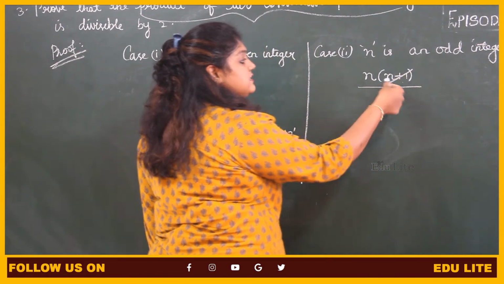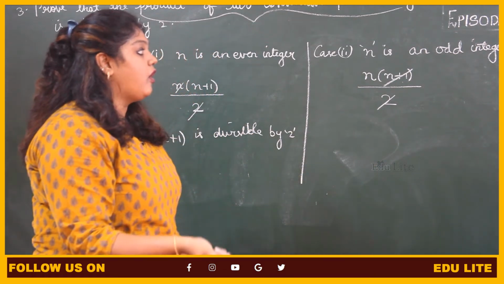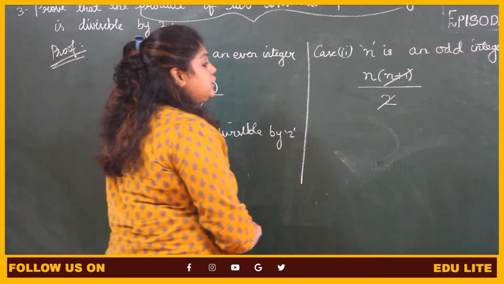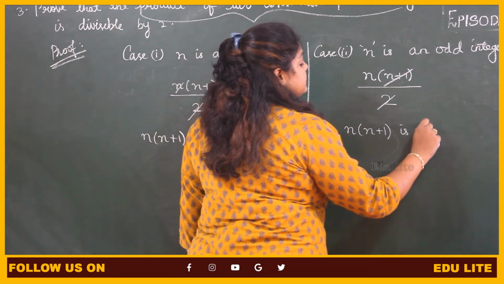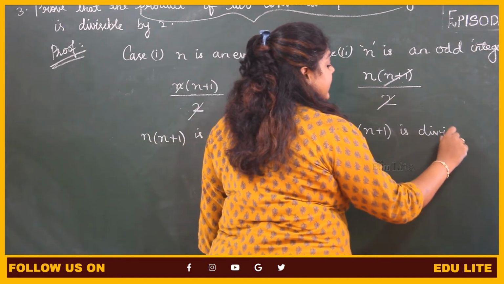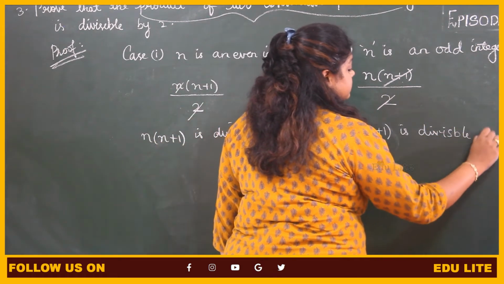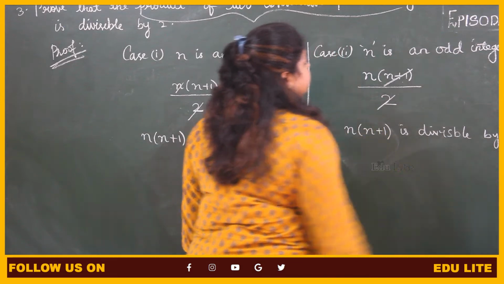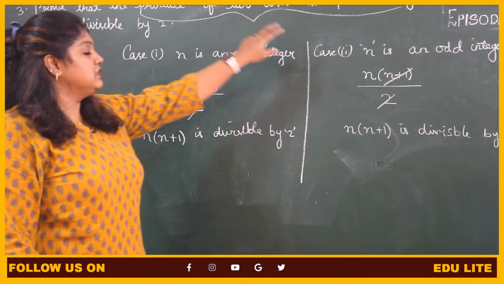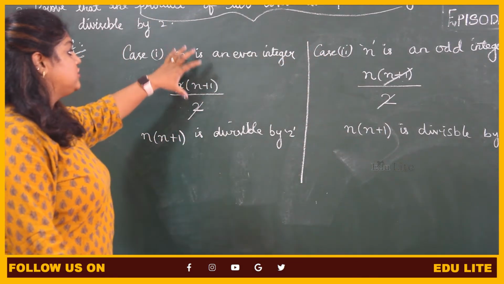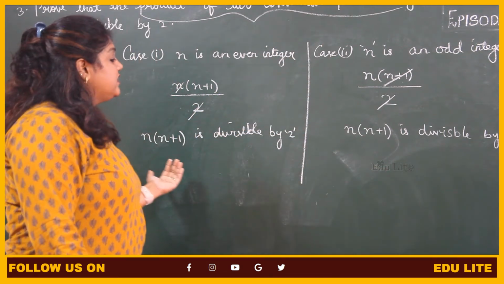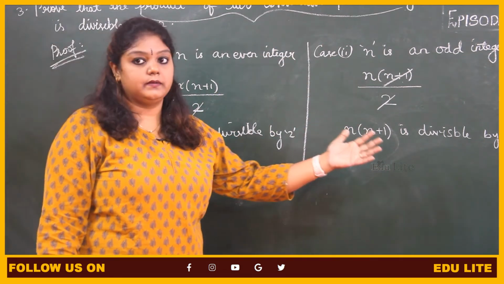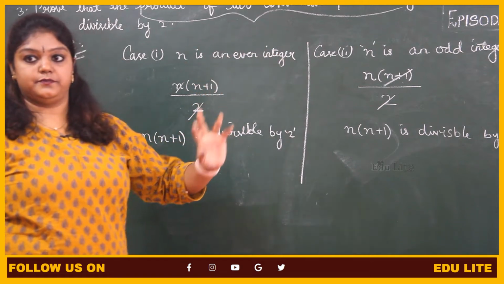It will definitely be divisible by 2. Why? n plus 1 is an even integer, and an even integer will obviously be divisible by 2. Therefore, n into n plus 1 is divisible by 2 when n is an odd integer. So for the product of two consecutive positive integers, we have checked both the even and the odd integer cases. Both are divisible by 2. The statement is hence proved.